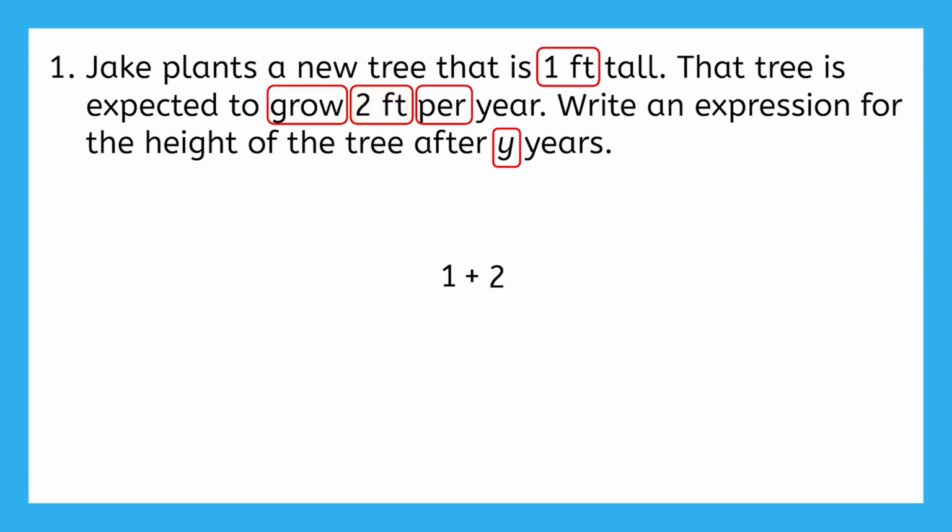Now let's see. It grows 2 feet per year for y years. Well, per here means that it is going to grow 2 feet every single year. It'll happen over and over and over again. So this repeated process means that per is representing multiplication. In this case, it's happening y number of times. So we can write this as 2y. 2 feet times some y number of years.